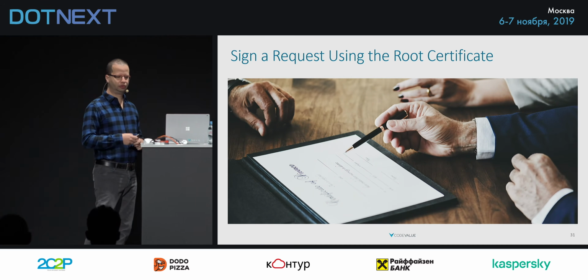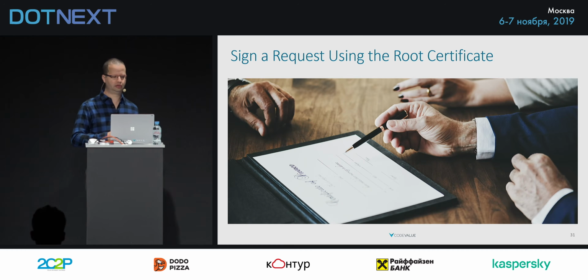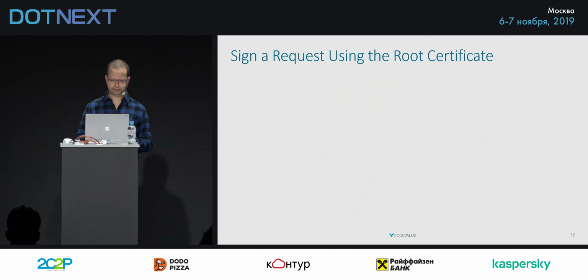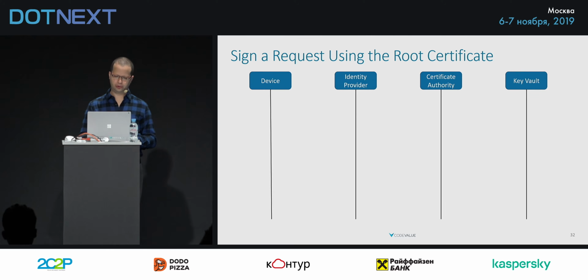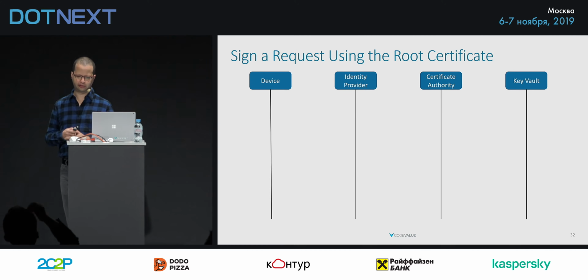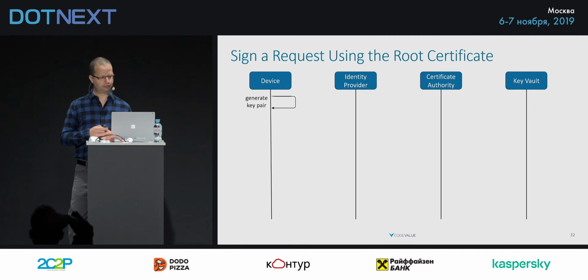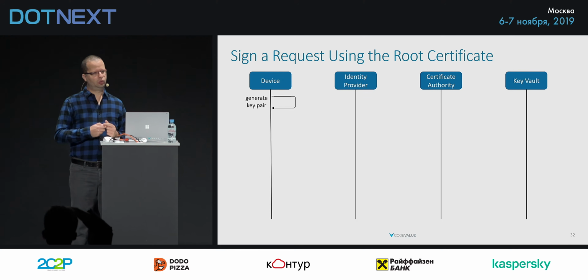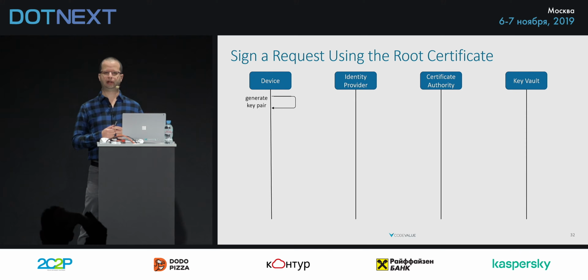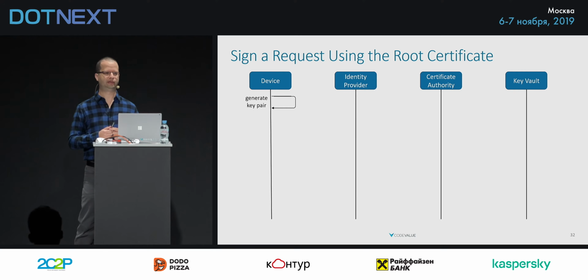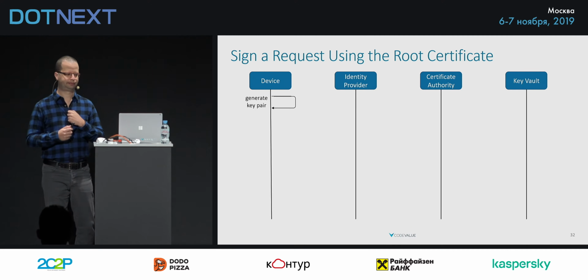So we have our root certificate. Now we need to use it to sign a request. And the way it's going to work is the following. We have our device, identity provider, and certificate authority in Key Vault. The device, when it wants a new certificate, will generate its own key pair. It will generate a public-private key pair, and will keep the private key within the device.